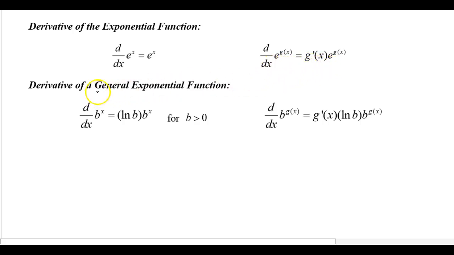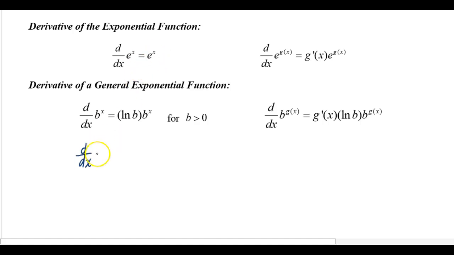But what we haven't gone over yet is what happens if I want the derivative of a general exponential function. So let's say I'm trying to differentiate with respect to x b to the x, where b is some positive number. The derivative of b to the x is going to be natural log of b, so natural log of the number b times b to the x.